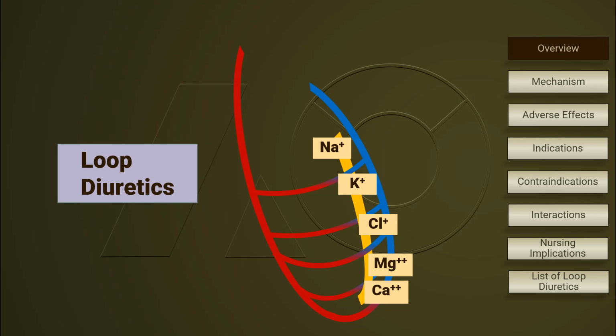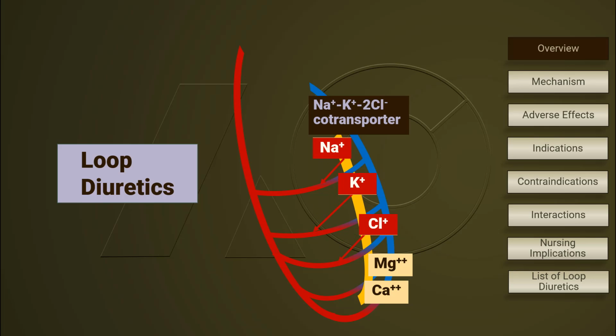Under normal physiological function, sodium, potassium, and chloride are actively reabsorbed into the blood via the sodium-potassium-chloride cotransporter and secondary transport pump on the luminal membrane. Magnesium and calcium, on the other hand, are removed from the luminal filtrate through the paracellular route into interstitial fluid. Loop diuretics affect the cotransporter.